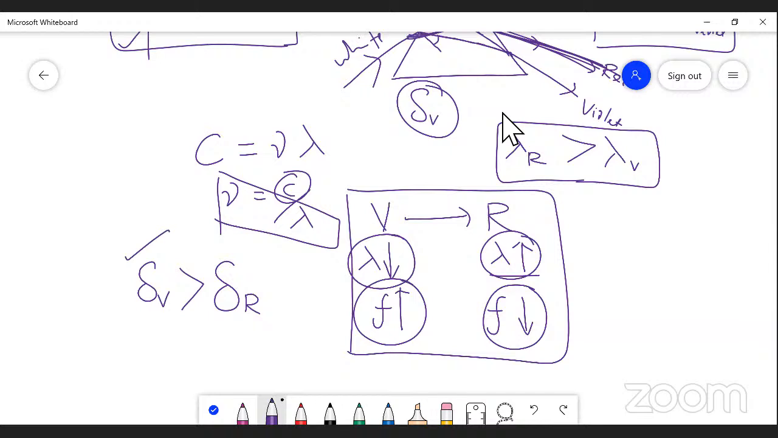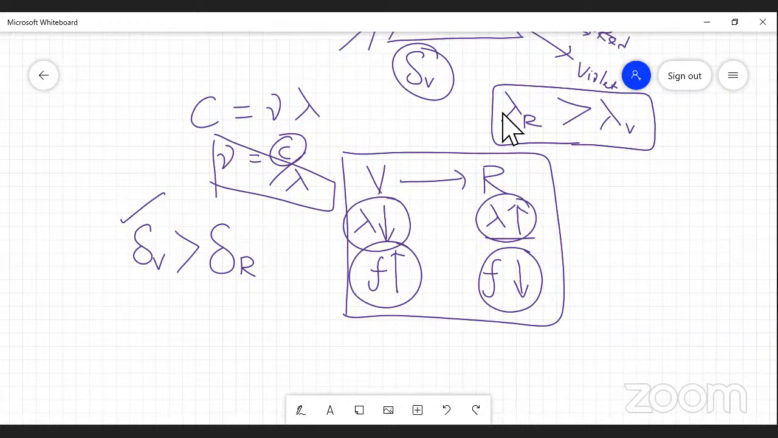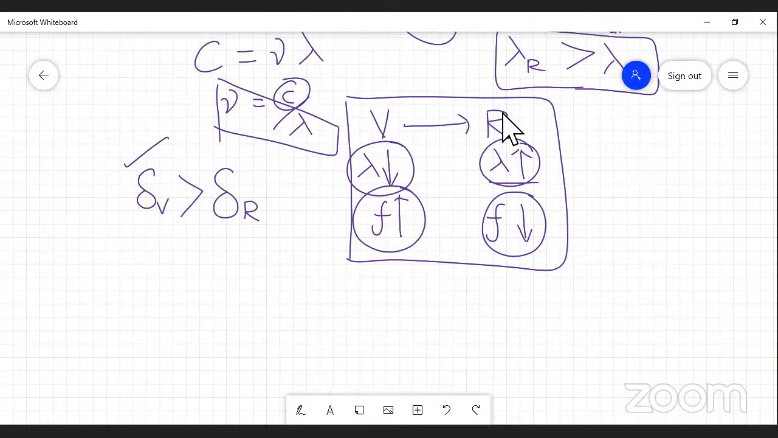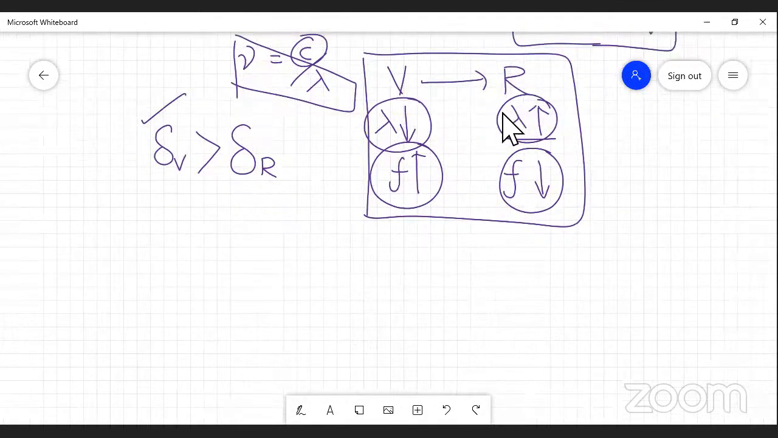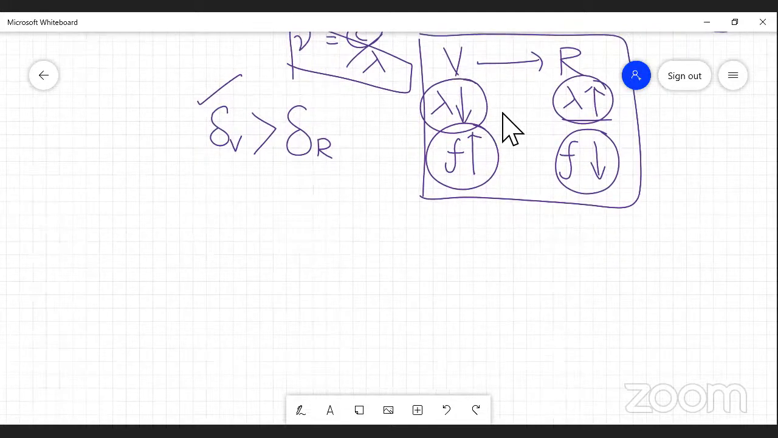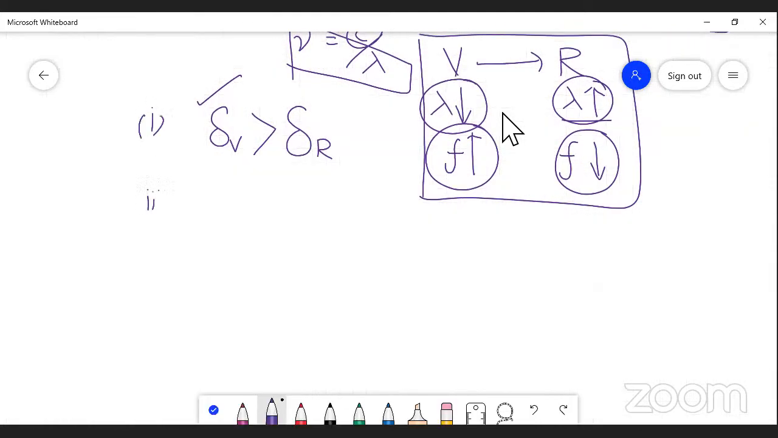And next, the refractive index of colors. Which color has the maximum refractive index? Listen to me, this is a keyword for examination, and the points also, just take notes. Del V is greater than del R. Del means deviation, the angle of deviation. Which color has the maximum angle of deviation? Violet, compared to red.